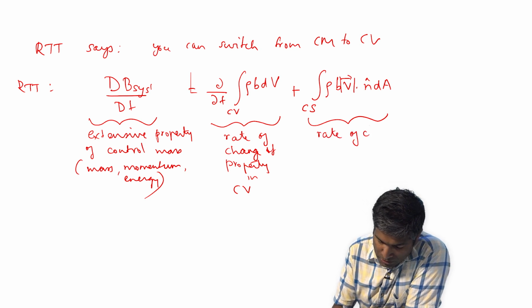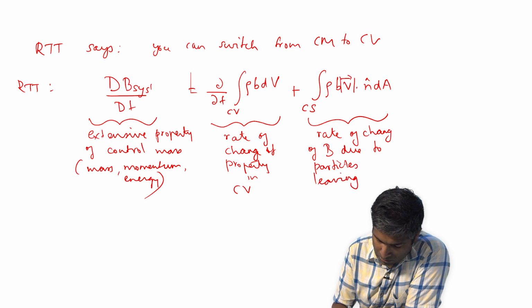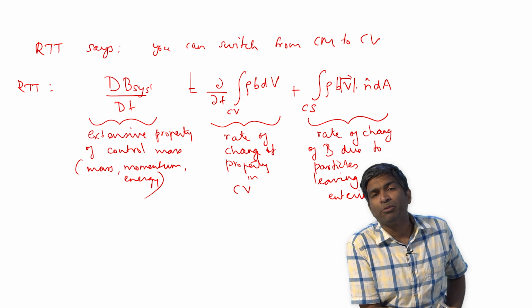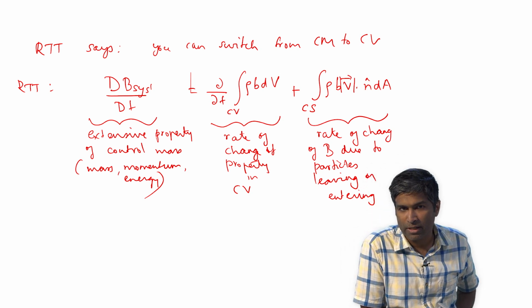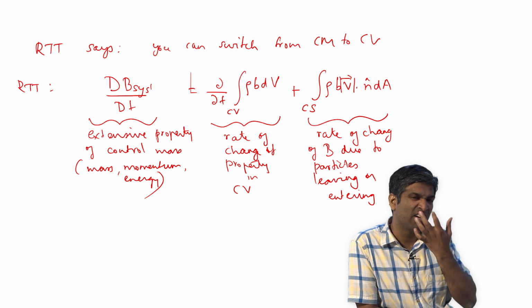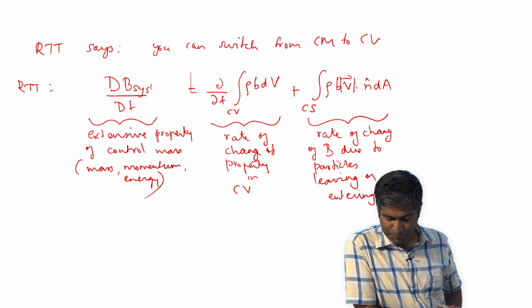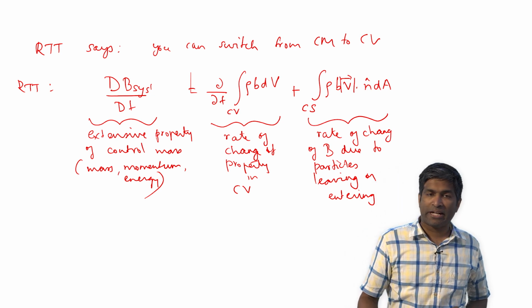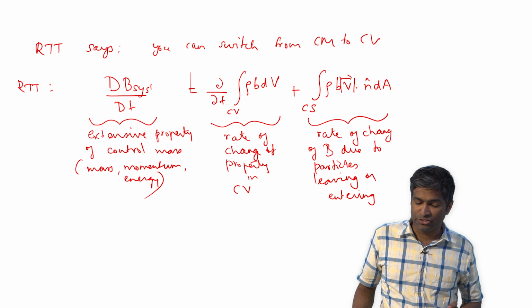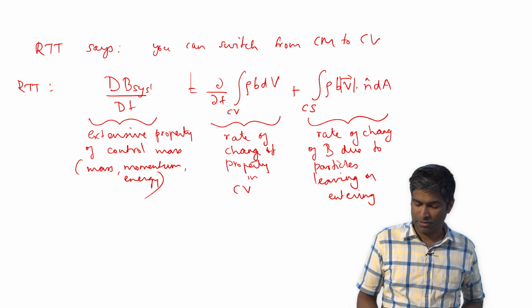Rate of change of B due to particles leaving or entering. This is nothing but a restatement of Gauss's divergence theorem that you encountered in electrostatics. It's just written now for any extensive property. This is the statement. We'll figure out how to use it in practice in following sections.